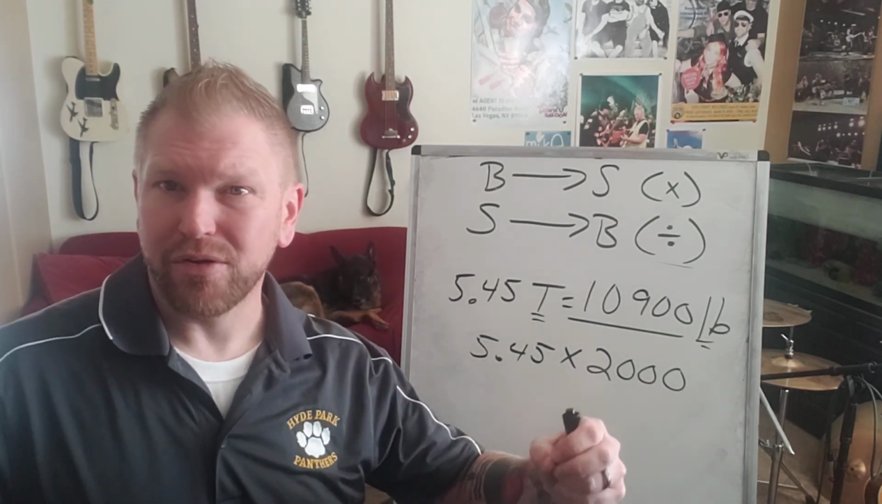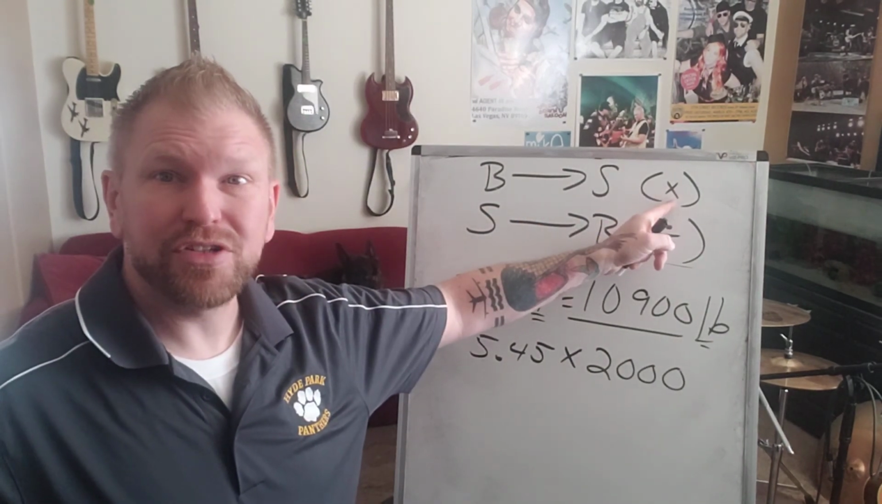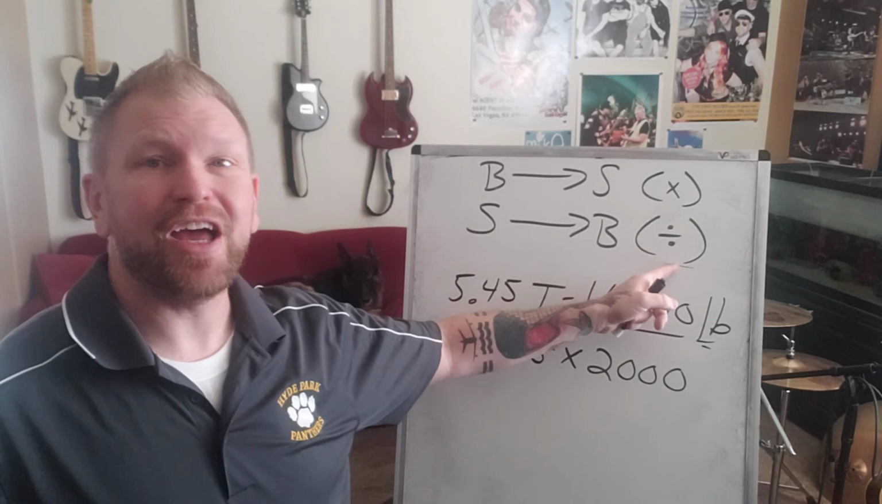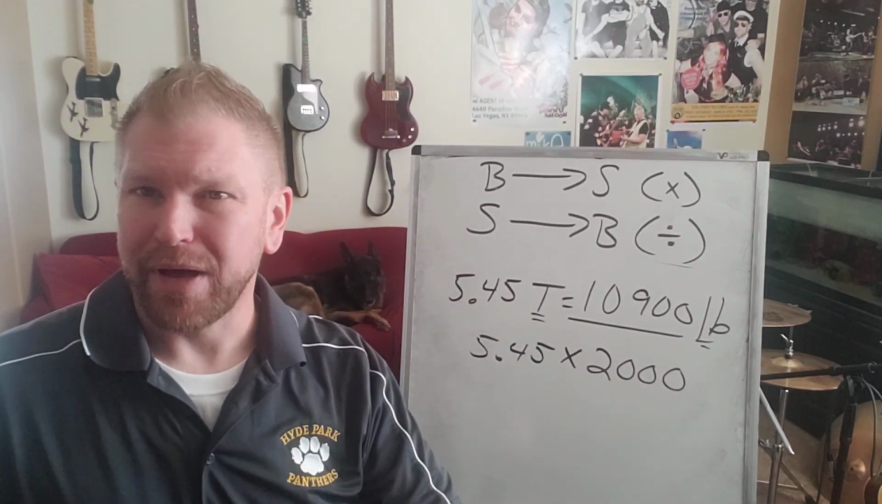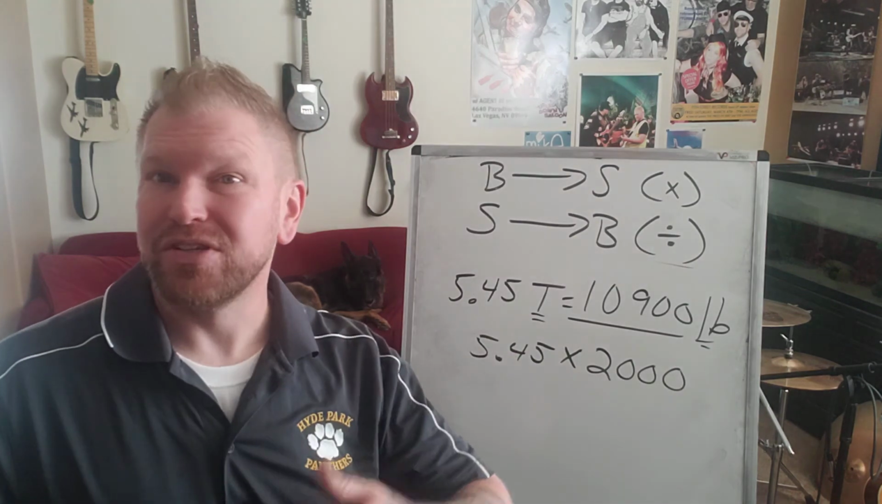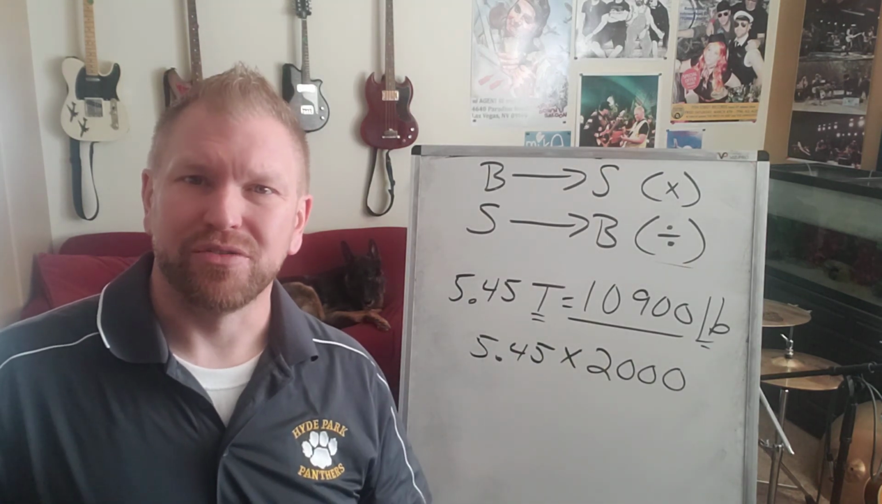Is it big to small, or is it small to big? If it's big to small, multiply by the conversion rate. If it's small to big, divide by the conversion rate. And then the notes give you the conversion rates. It's how many pounds or how many ounces are in a pound, or how many pounds are in a ton. All those numbers, those are the conversion rates.